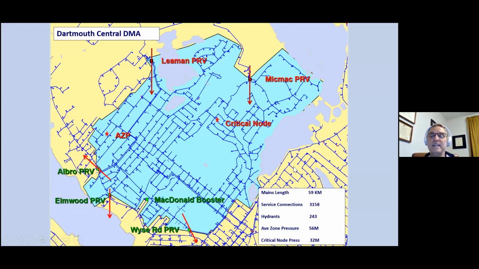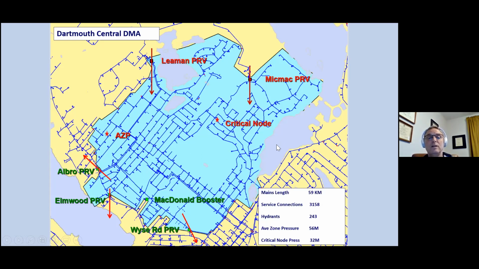So this is what we call a cascading DMA. We have water that enters this DMA through two points. One is called the Lehman pressure reducing valve. The other one's called the Mi'kmaq pressure reducing valve. And water also leaves the zone through three other PRVs: Albro, Elmwood, and Wise Road PRV. So it's cascading. Water goes in and water goes out. And as you can appreciate, we have meters on all of these locations to make sure we know what's going in and what's going out. And of course, we have meters throughout our premises as well, so we know what the customer is using.